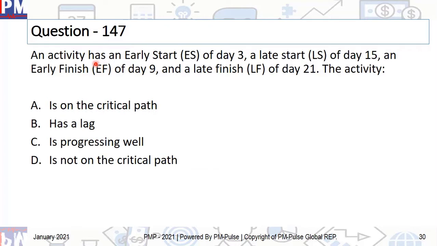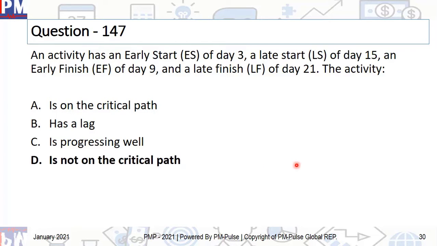Question number 147. An activity has an early start ES of day 3, a late start of day 15, an early finish of day 9, and a late finish of day 21. A, the activity is on critical path; B, it has a lag; C, it is progressing well; D, it is not on critical path. And the correct answer is it is not on critical path.